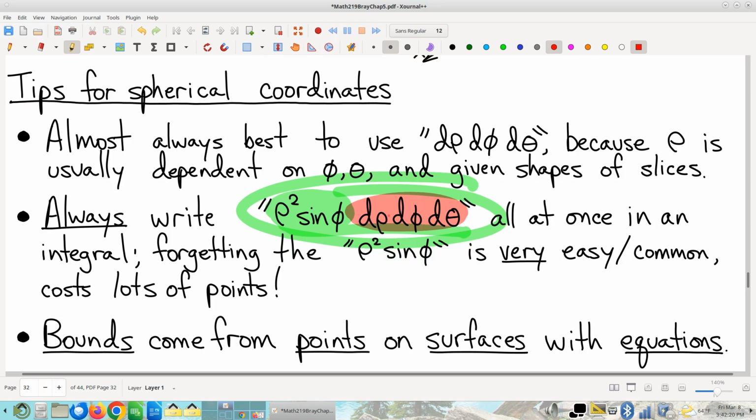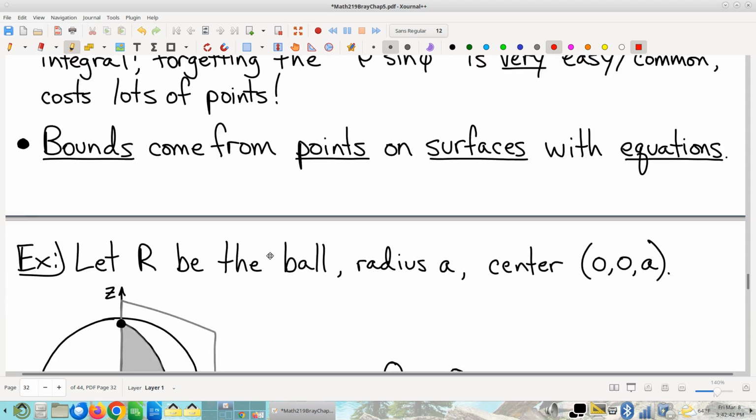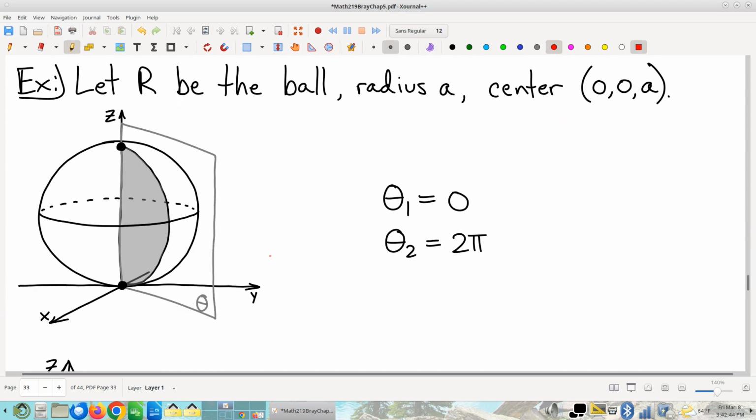Makes no sense at all, right? So please, always, if only for the strategy of it, always write this whole thing down all at once: rho squared sine phi d rho d phi d theta, all at once. That'll help prevent you from forgetting to write down the stretching factor and leaving all those points on the table, right? So make sure to get those points. Easy to do.